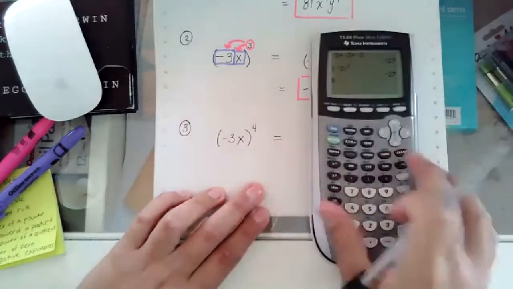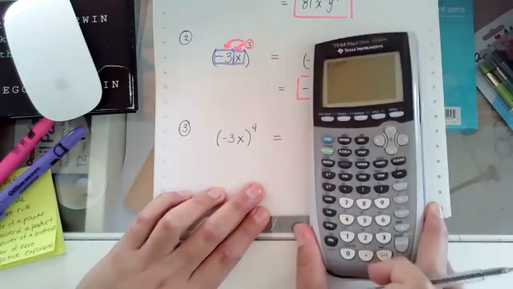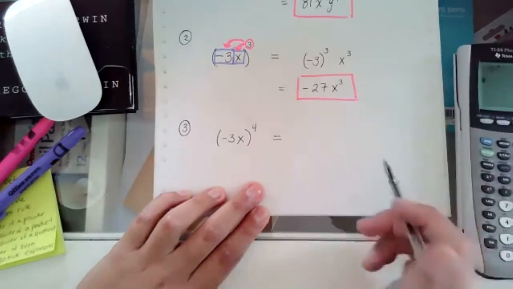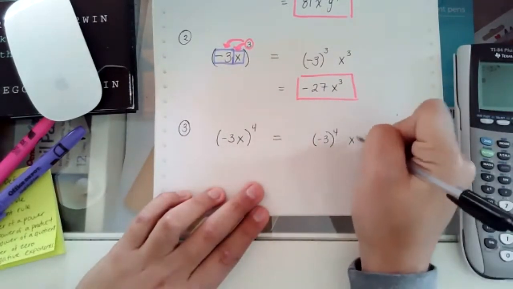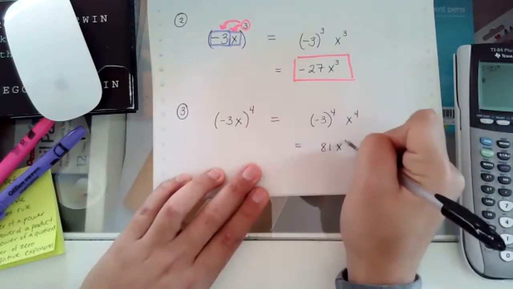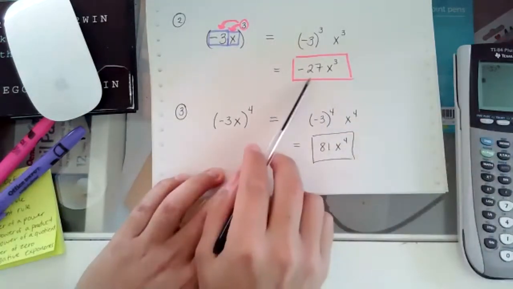Once you get fast enough, you'll just throw it in the calculator and say negative 3 raised to the 4th power is going to be positive 81. Negative 3 raised to the 4th power, and then x to the 4th power. And that's positive 81 x to the 4th power. Is anybody confused as to why this one's positive, while the last one was negative?